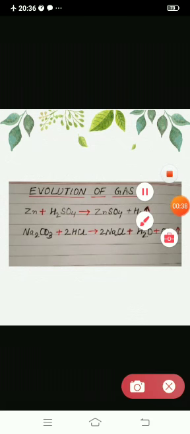I have taken two examples here. The first one is when zinc reacts with sulfuric acid, H2SO4. These two are the reactants. When they react, we get zinc sulfate, and there is an evolution of gas, that is hydrogen. As it is a gas, I have shown it with an upward arrow.